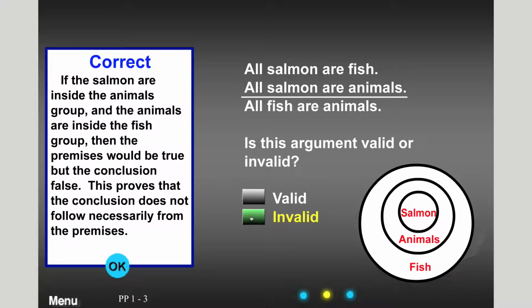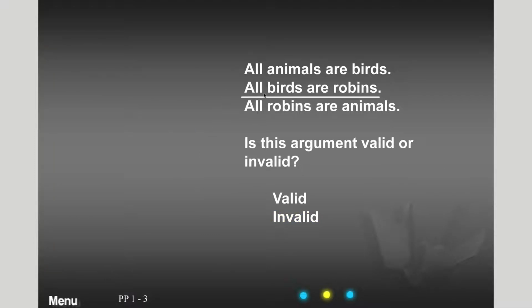Right? If the salmon are inside the animals group and the animals are inside the fish group, then the premises would be true, but the conclusion would be false. All fish are not animals. In fact, that's the broadest category given to us. Okay? So it is an invalid argument. Right? You can't have two true premises and a false conclusion in a valid argument.